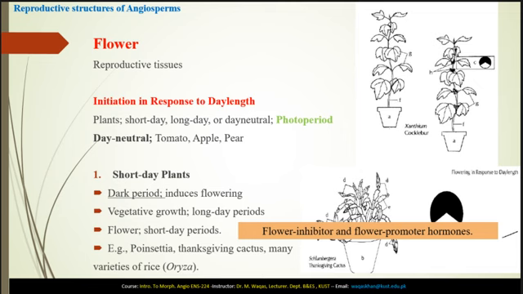And the main reason behind that is, as I had told you, the hormones in that plant are affected, and they give rise to flowering.